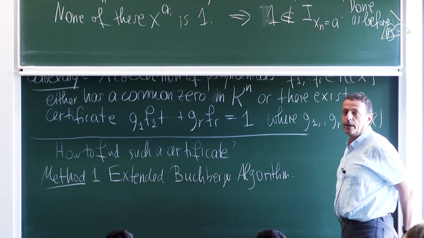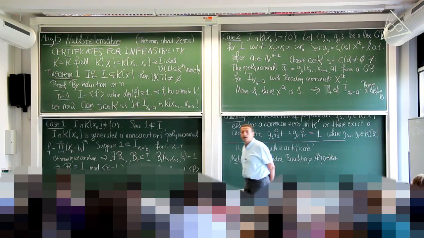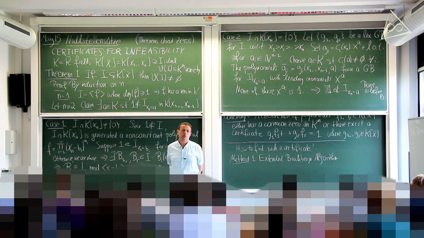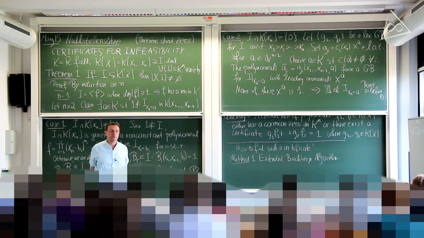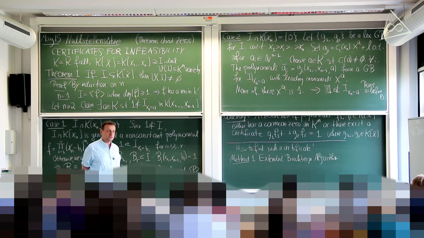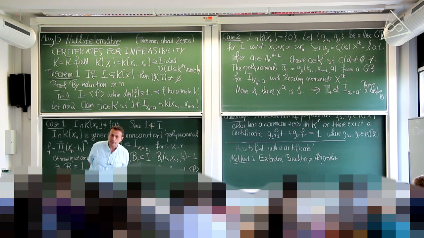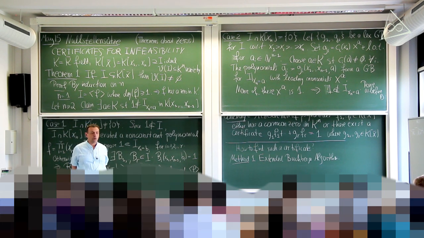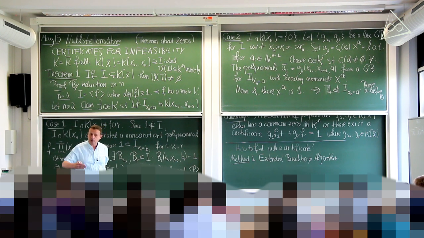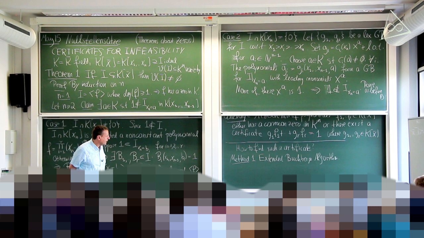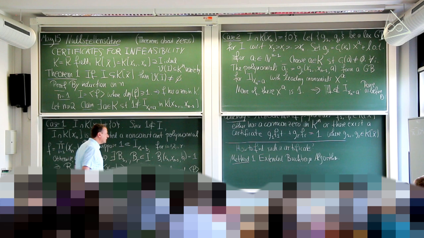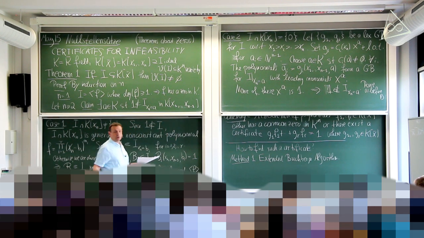So if you apply the Buchberger algorithm to the input polynomials f1, f2, up to fr, well, if there's no root, then the unique reduced Gröbner basis with respect to the term order chosen by you will be the singleton one. So you'll see one as the output of your Gröbner basis computation. The extended Buchberger algorithm, just like the extended Euclidean algorithm, keeps track of what you're doing. So when you run the extended Buchberger algorithm, you keep track of the multipliers along the algorithm, and then you get one written as a linear combination of the input polynomials. So the extended Buchberger algorithm will be able to find such a certificate. The disadvantage is you have relatively little control over what happens.